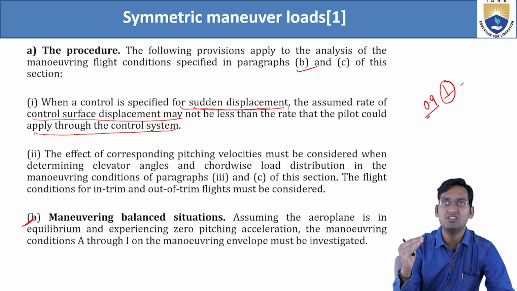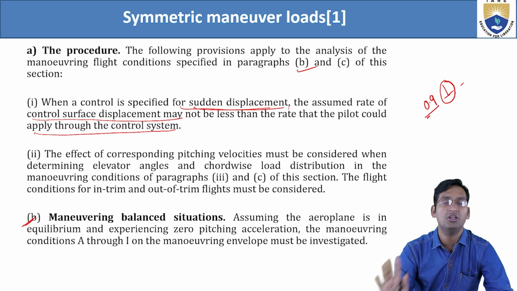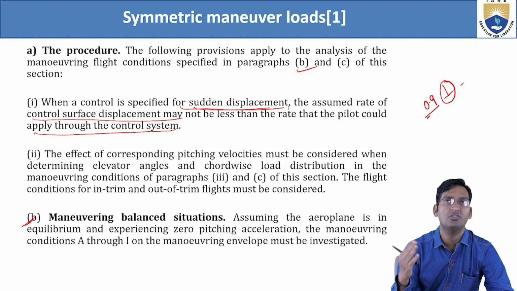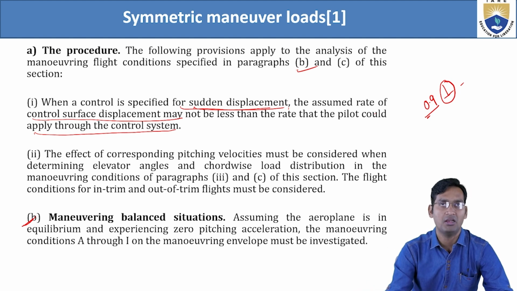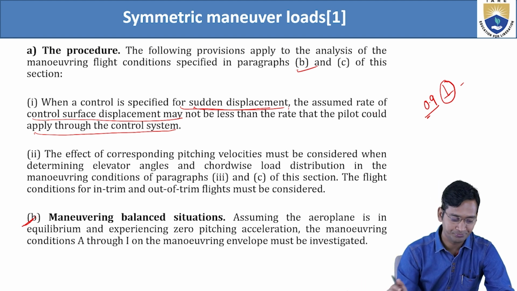Means the rate is fixed, okay, for the control system which the pilot can use. The rate of displacement of the surface should not be less than that. If it is less than that, that means it is not in the control of the pilot. Okay, then the pilot cannot control that.